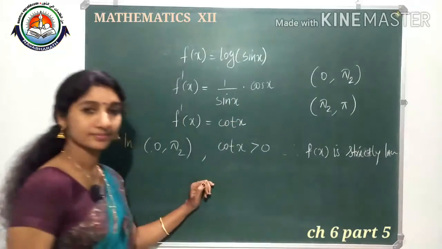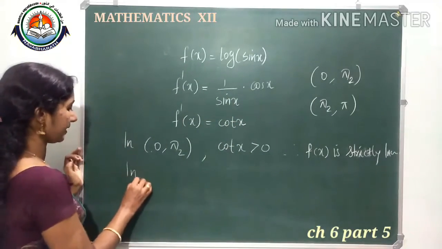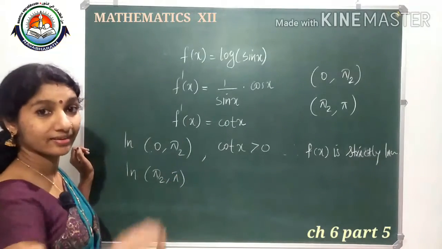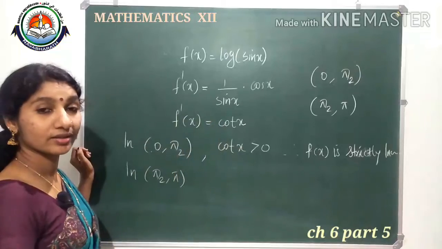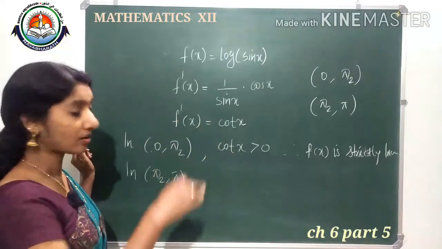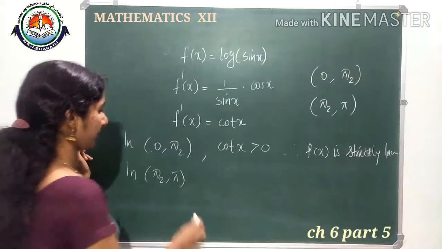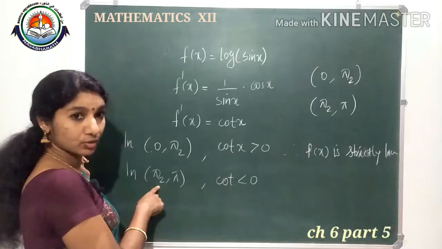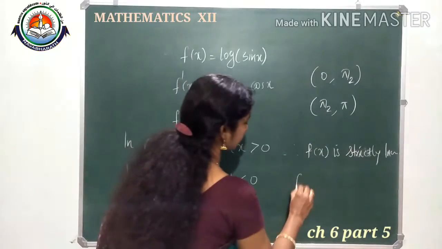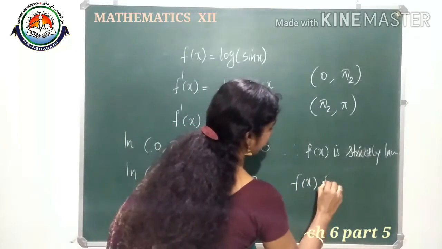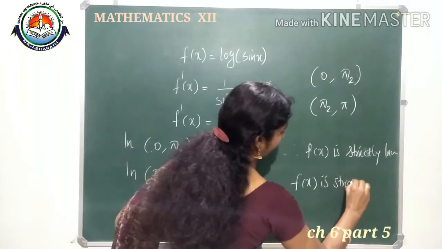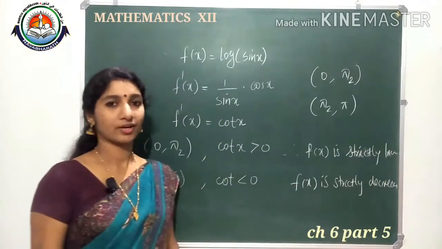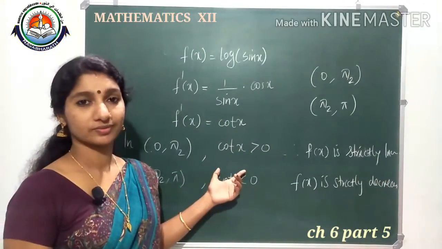Strictly increasing. Okay. And what about the next interval pi by 2 to pi? That means in the second quadrant. What about the second quadrant? Second quadrant, cot function is negative. So we can say in this interval, in pi by 2 to pi, f of x is strictly decreasing. Got it? So like this we will give the proof.